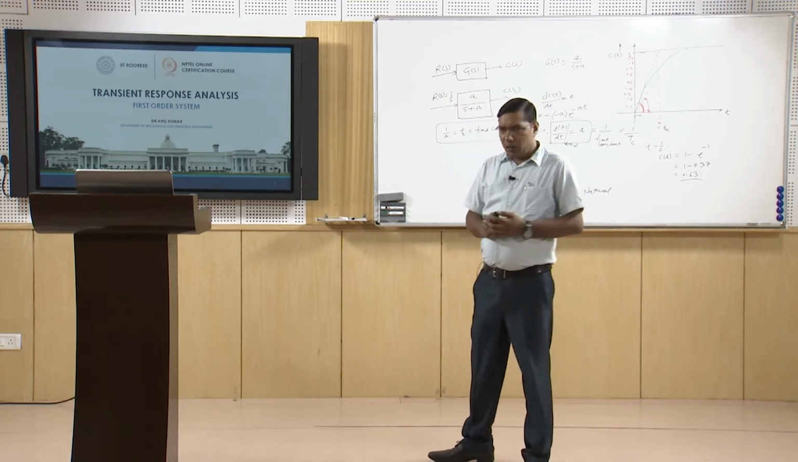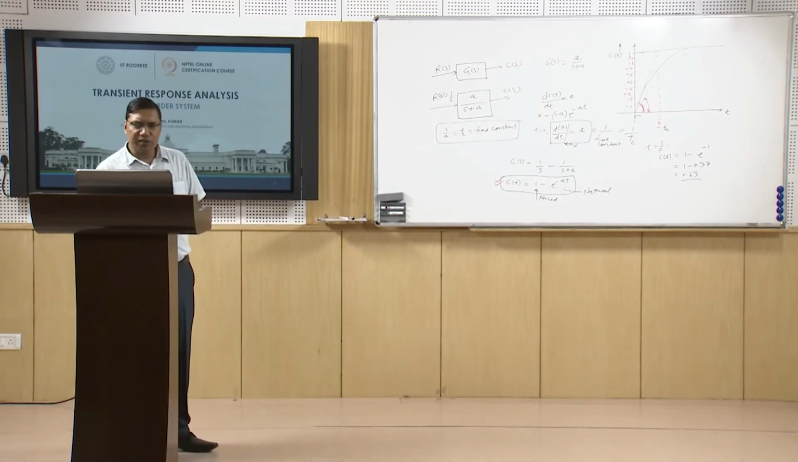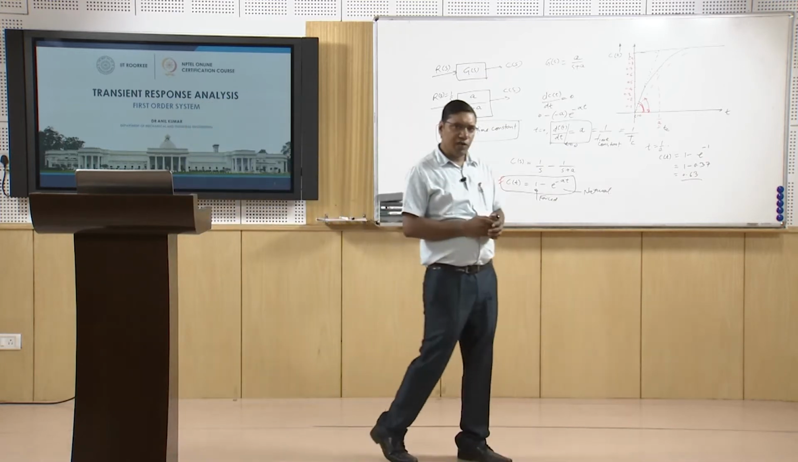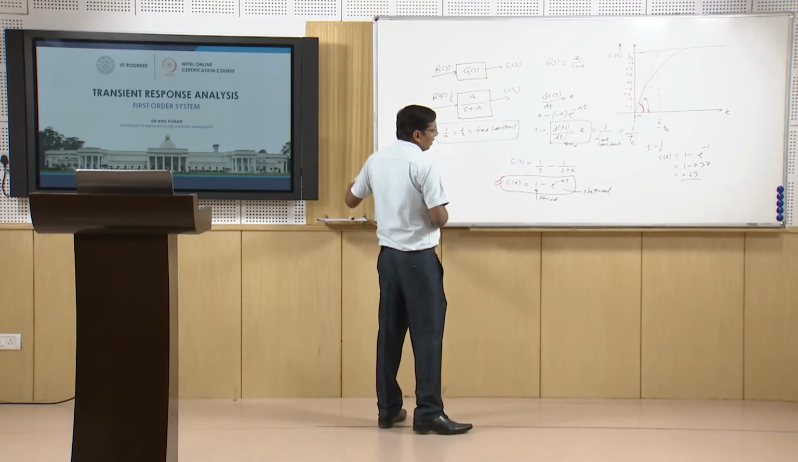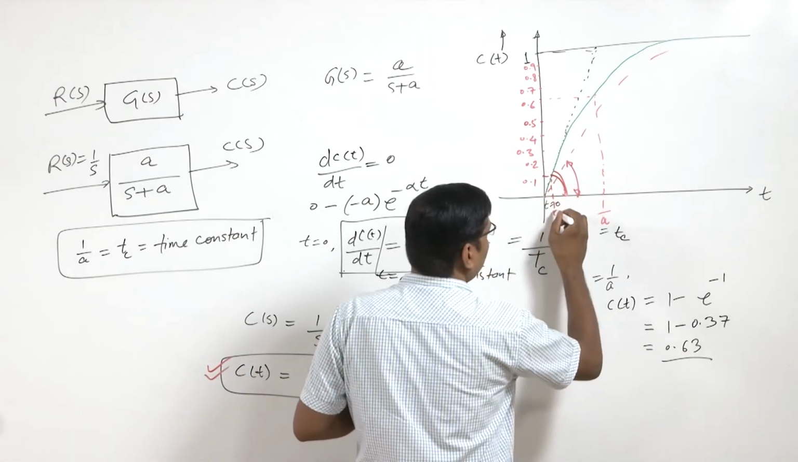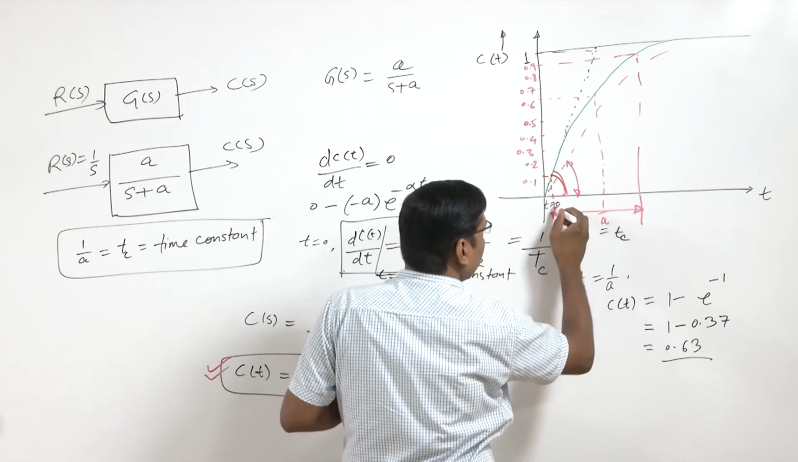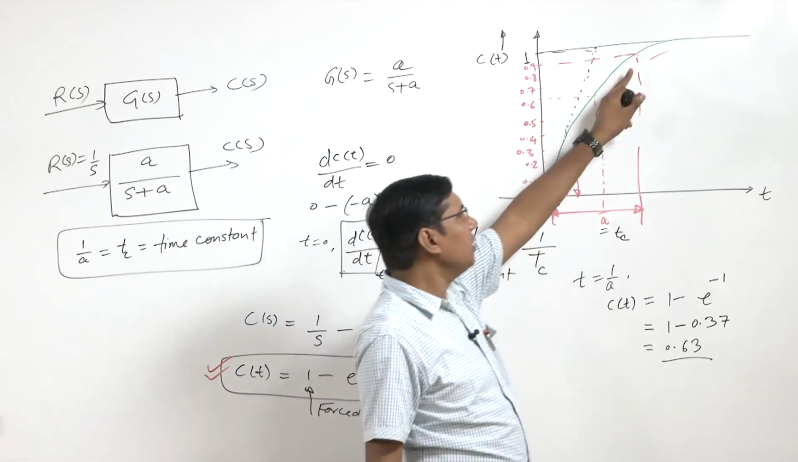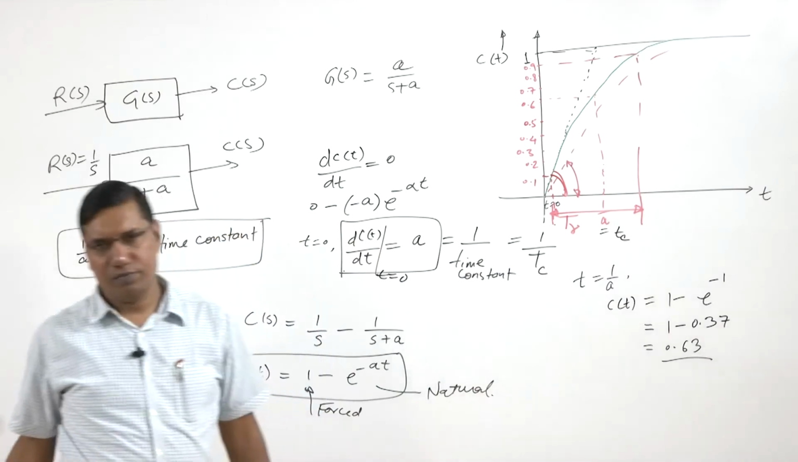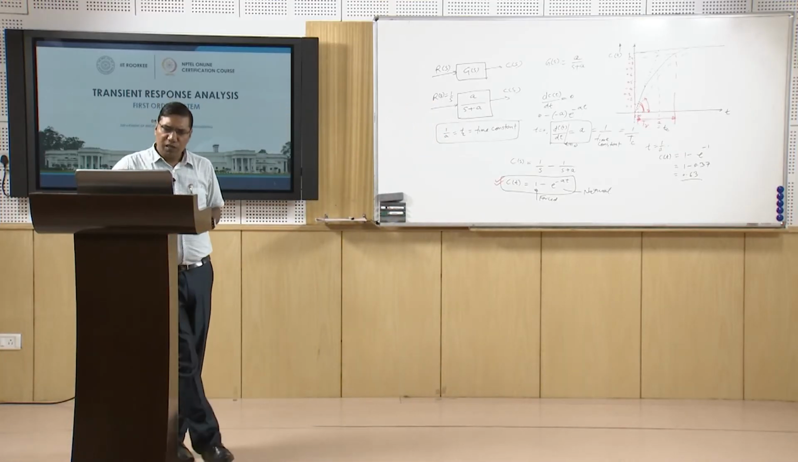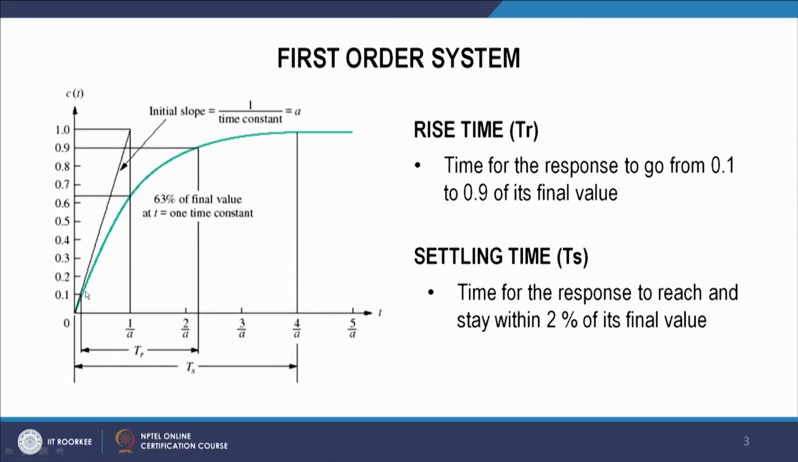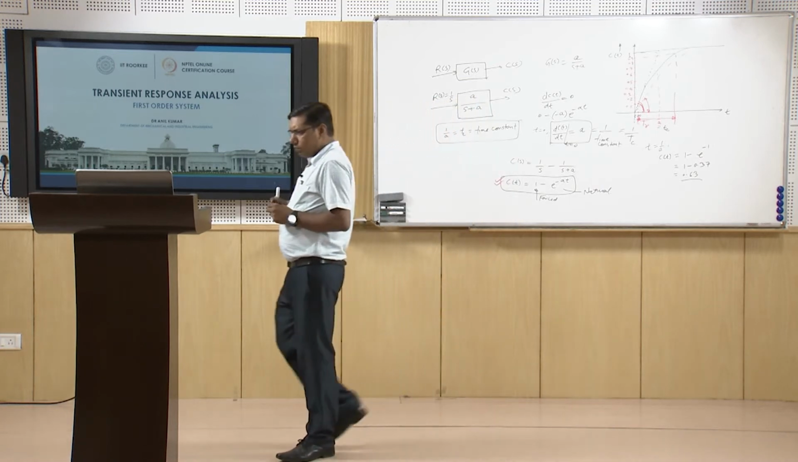So other transient response specifications can be rise time and settling time, in addition to the time constant. Rise time is defined as the time when the response goes from 0.1 to 0.9 of its final value. So when the response grows, this is 0.1 and here is 0.9. So this time, when the response grows from 10% to 90%, is called the rise time, Tr. And we can see in this diagram also, here we have the rise time Tr from 0.1 when the response is at 0.1 and then it reaches 0.9, and this is the rise time.